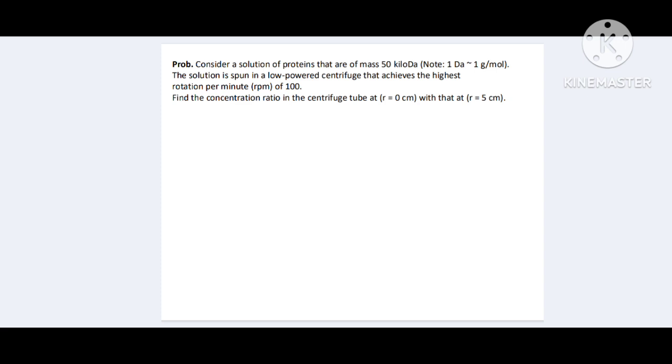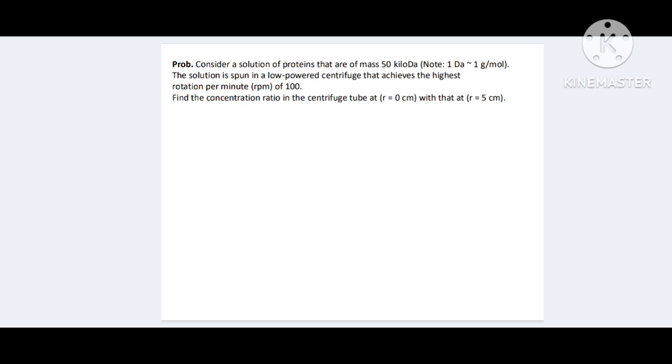Somebody got 1.5. I think 1 point something is roughly 1.00. So let's for a moment reflect on this. You can go back and do the calculations more correctly. But if I get 1.2, what does it mean? I'm only getting 20% more concentration 5 centimeters away.